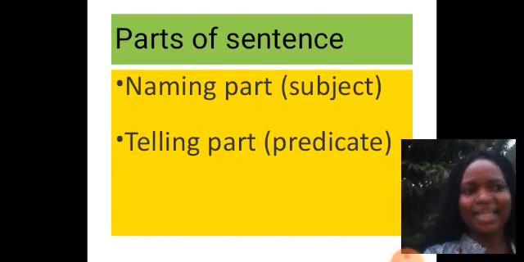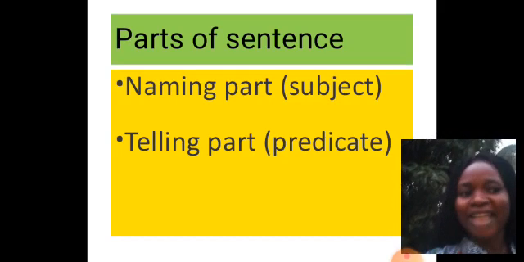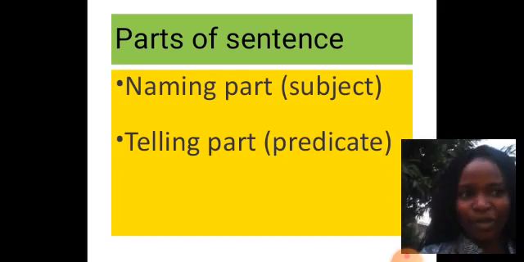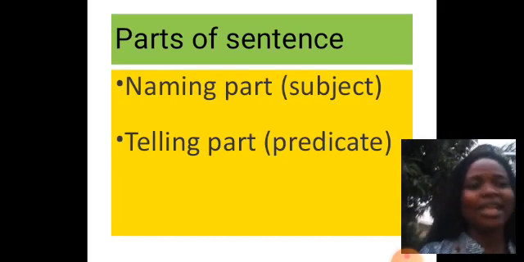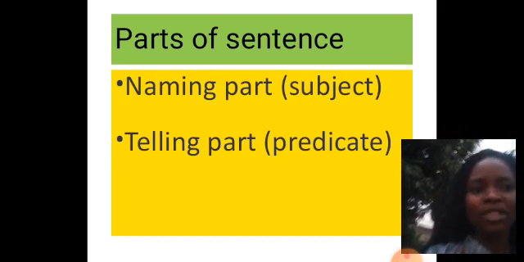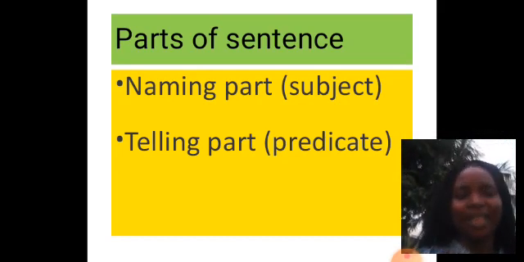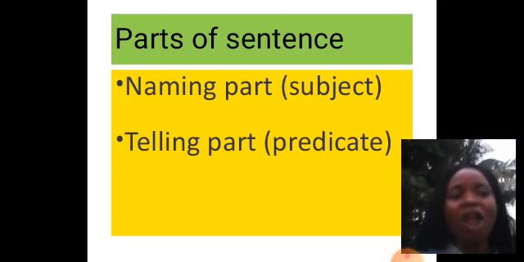Having known what a sentence is, a group of words that make sense, a group of words that have meaning. You don't just say something that doesn't make sense. A sentence is a group of words that when they come together make sense. It's what we call a sentence. So today we're looking at part of sentence.